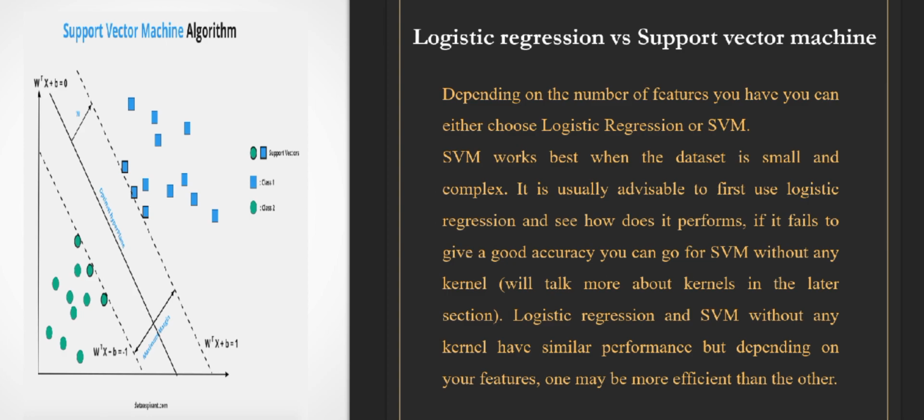Logistic regression versus support vector machines. Depending on the number of features, you have to choose either logistic regression or SVM. SVM works best when the data set is small and complex. It is usually advisable to first use logistic regression and see how it performs. If it fails to give good accuracy, you can go for SVM without any kernels. Logistic regression and SVM without any kernel have similar performance, but depending on your features, one may be more efficient than the other.